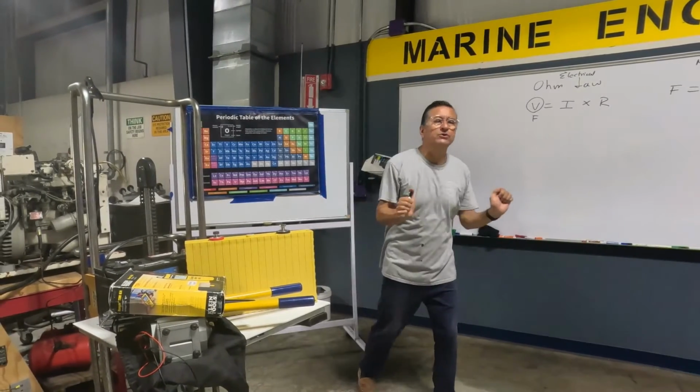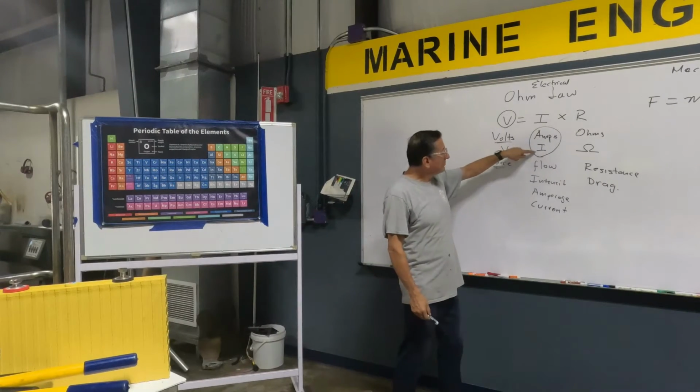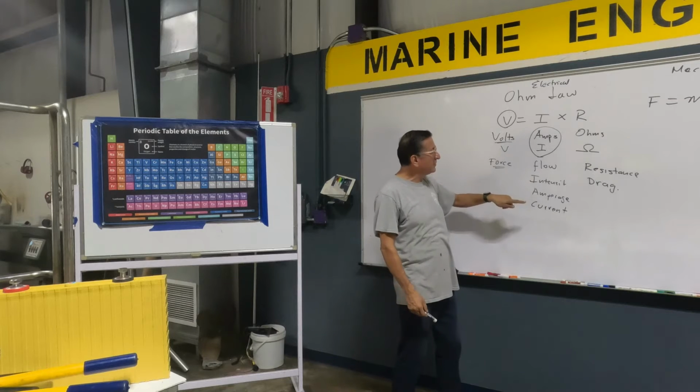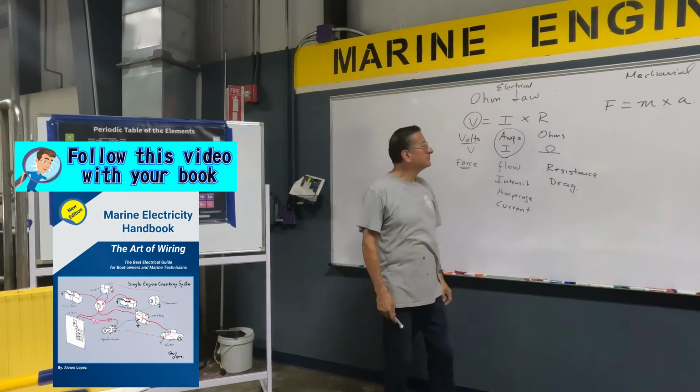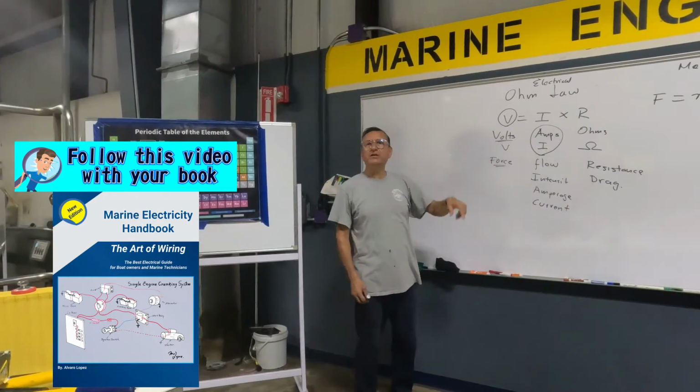All of those, because this one is force. The voltage is the force. The amps is intensity, is flow, is amperage, is current. The resistance is ohms, is drag. And this is the magic formula.